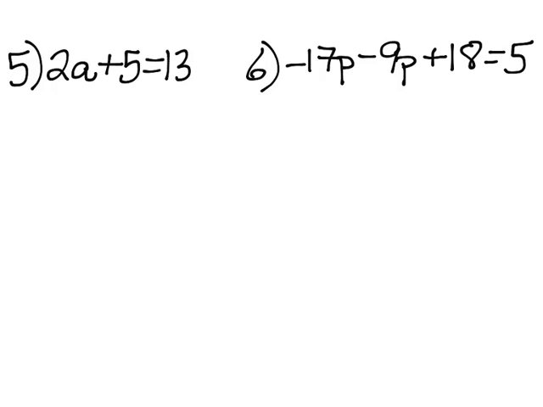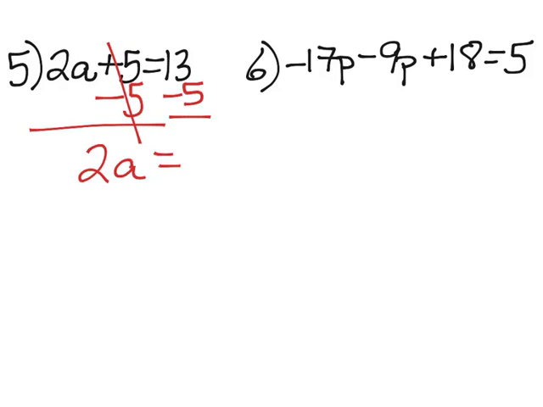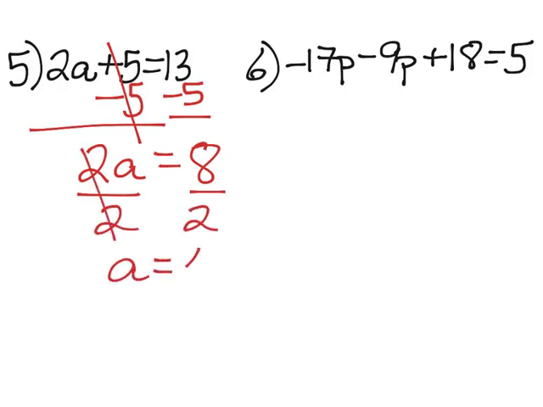Problems 5 and 6. For number 5, again, two-step equation. Always do adding and subtracting first. So we need to subtract the 5 from both sides. So that will cancel out to get 0. Bring down our 2a. We have 13 minus 5, which is 8. And then we have one step left where they are multiplying. We need to divide and do the opposite. So a is equal to 8 divided by 2, which is 4.